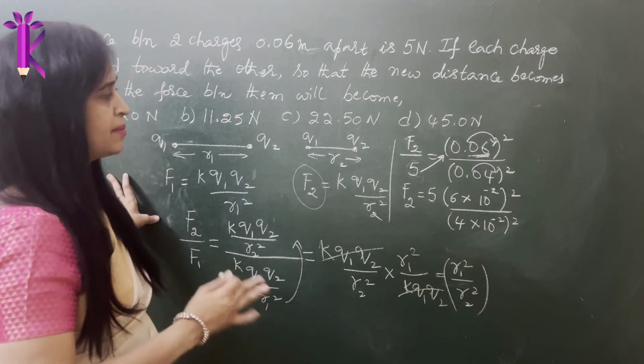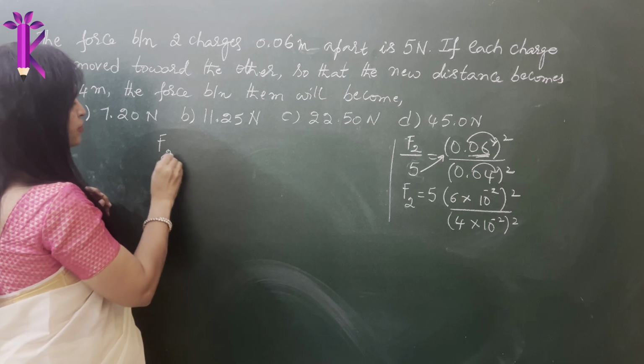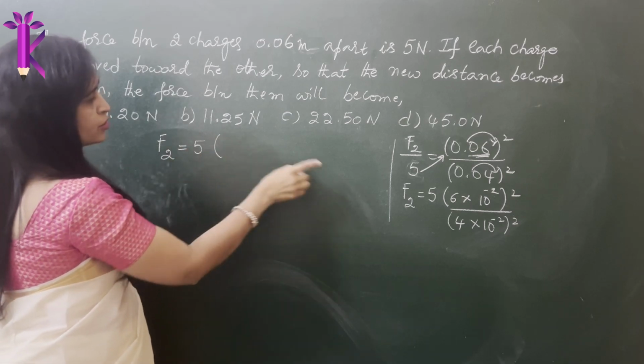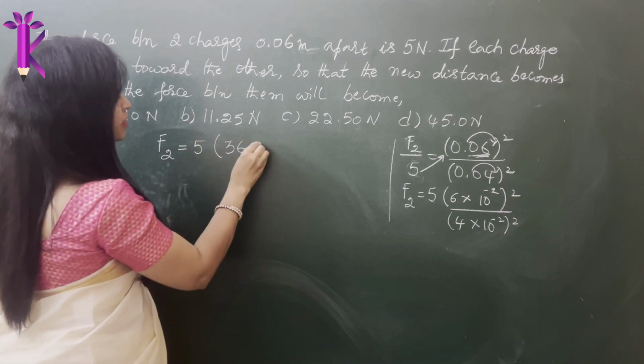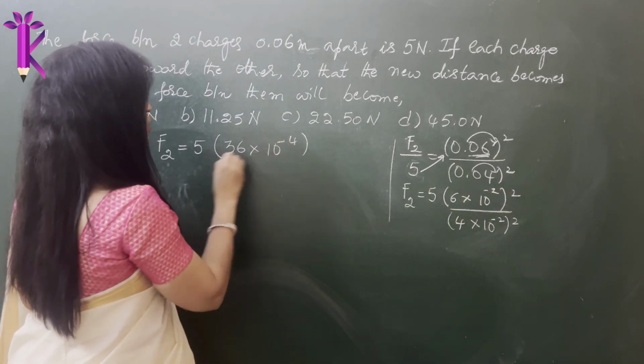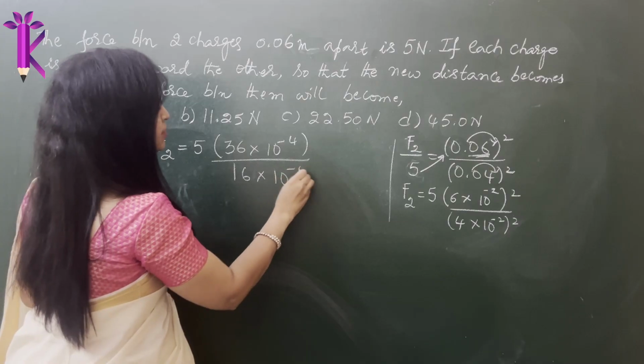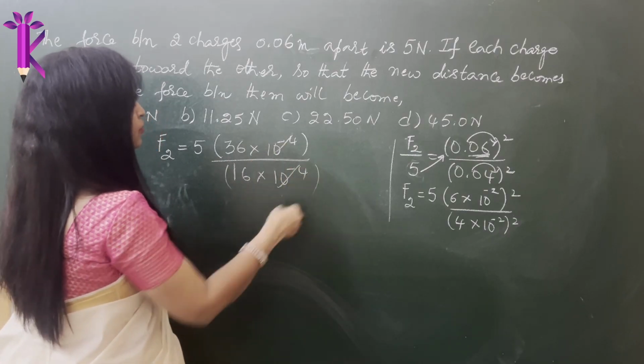I'll give you some time and then I'll reveal the answer. I hope you are able to do it. If not, here's the reveal. So F2 is equal to 5 times, if you square it, it becomes 36 into 10 to the power of minus 4, whole divided by 4 square is 16 into 10 to the power of minus 4. 10 power minus 4, 10 power minus 4 gets cancelled.